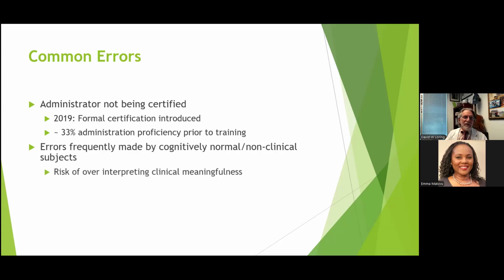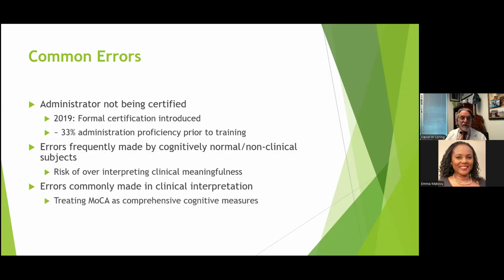On the interpretation side, the most common errors are really over-relying on a single cutoff, treating the MoCA as kind of a diagnostic instrument rather than a screener, and failing to interpret the scores within the bigger picture, the clinical context, referral, and taking into account the patient's background.